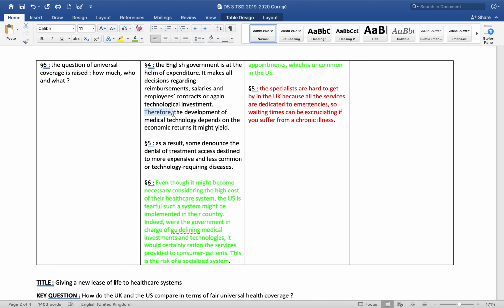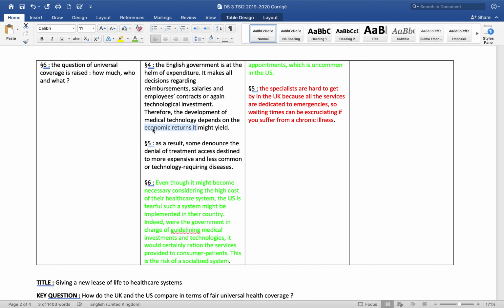As a result, therefore, the development of medical technology depends on the economic returns it might yield. Try to understand this sentence. For example, the government will not invest in medical technology that will only serve one person. Very sadly, if you suffer from an orphan disease, which means a disease that very few people have or suffer from, they will not invest in a technology that is dedicated to those very rare and uncommon cases because it costs a lot of money. The economic returns are not very important.